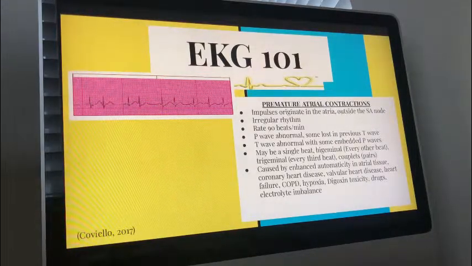Maybe a single beat, or bigeminal, which is every other beat, or trigeminal, which is every third beat. Or it could be couplets, which are just pairs. These are the causes.